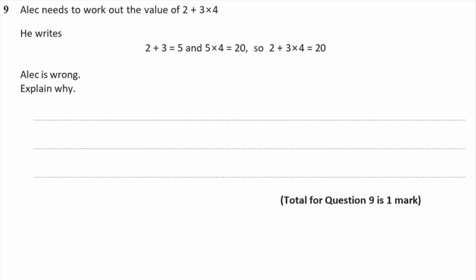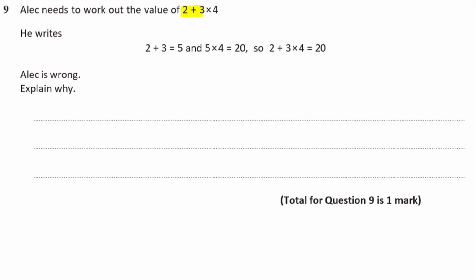Alec needs to work out the value of 2 plus 3 times 4. He writes 2 plus 3 is 5 and 5 times 4 is 20. So 2 plus 3 times 4 must be 20. Alec is wrong. Explain why. Well, he has done this first, isn't he?